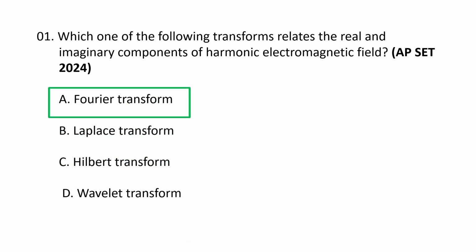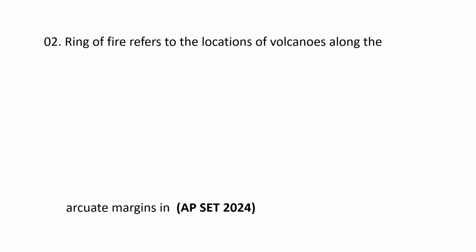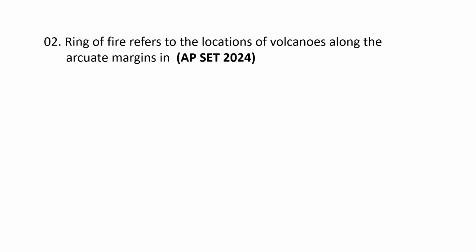Fourier transform. It reveals how the real and imaginary components of a harmonic electromagnetic field are related through the Fourier transform's property of conjugate symmetry, where the transform at a negative frequency has a real part identical to the positive frequencies and an imaginary part with the opposite sign. So the correct option goes as A. Fourier transform.